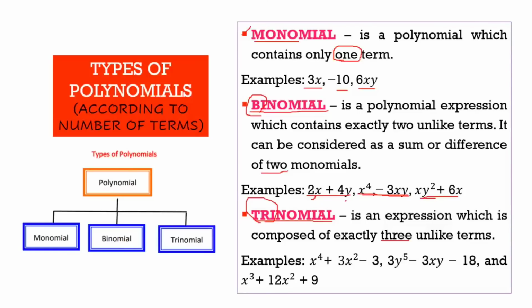Okay. Examples, we have x to the fourth power plus 3x squared minus 3. We have the first term, second term, and third term. And again, it is separated by addition or subtraction. Here is another example. We have 3y to the fifth power minus 3xy minus 18. And lastly, we have x cubed plus 12x squared plus 9.